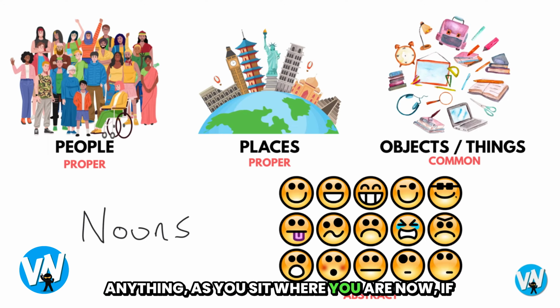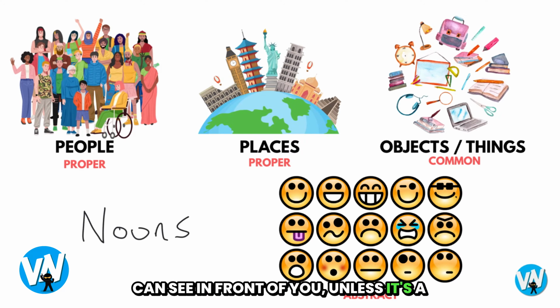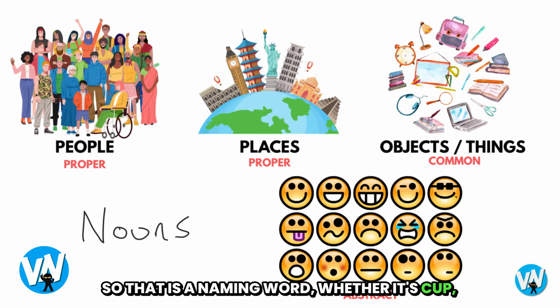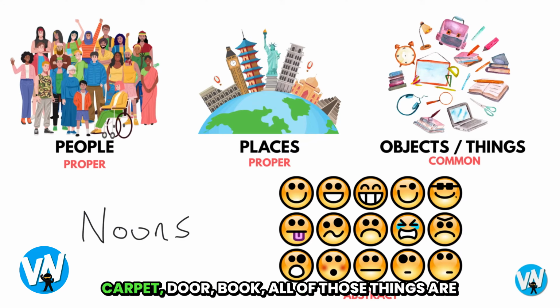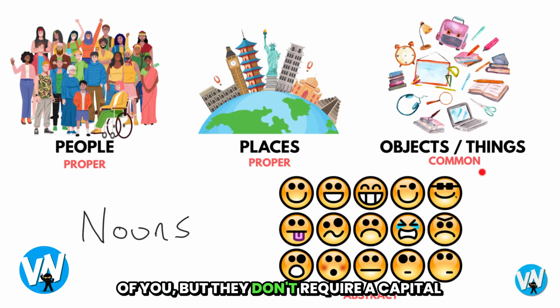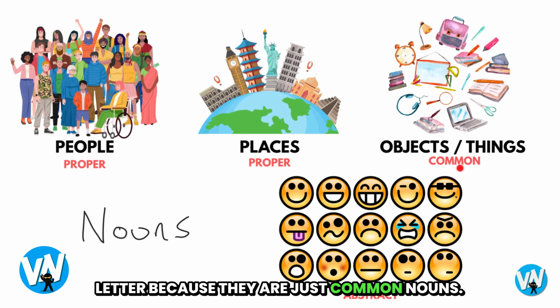Anything, as you sit where you are now, if you look around and everything that you can see in front of you, unless it's a person, will be a common noun. So that is a naming word, whether it's cup, wall, door, glove, dog, wallet, mouse, cable, iPad, microphone, bag, carpet, door, book. All of those things are names of the object that you see in front of you, but they don't require a capital letter because they are just common nouns.